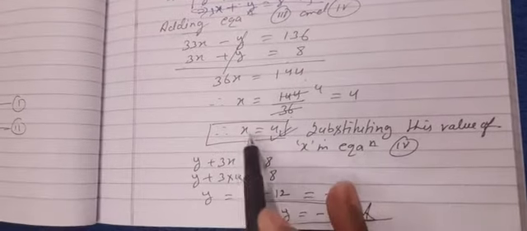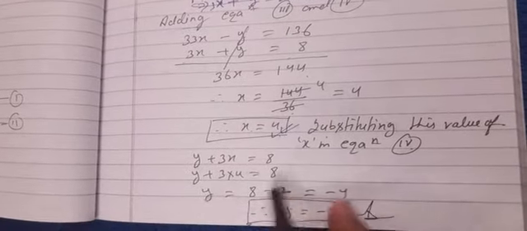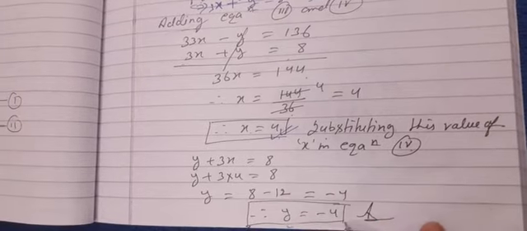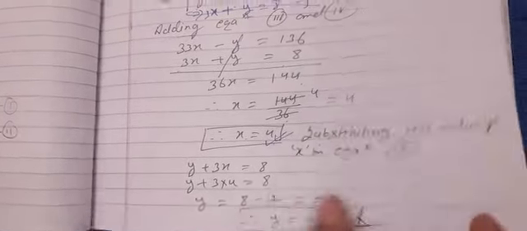This is our first answer, and then we substitute the value of x in equation 4, and we reach this answer that y is equal to minus 4. This is your second answer.